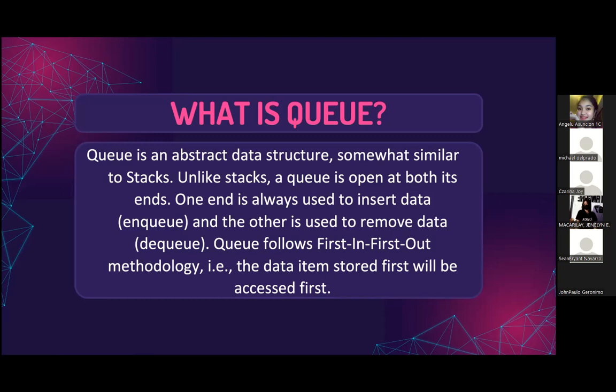So queue is similar to stack, but the difference is that stack is LIFO, L-I-F-O, or last in, first out. But in queue, on the other hand, it is FIFO, first in, first out. In a real life situation, we can say that stack is like a bottle or storage container, while queue is like a tube or a straw. Next.